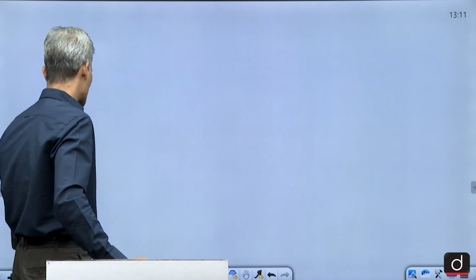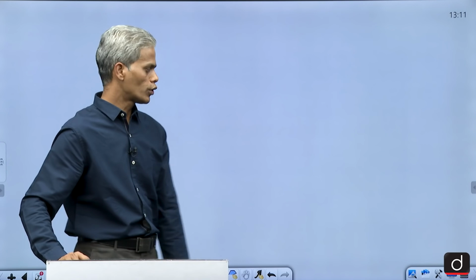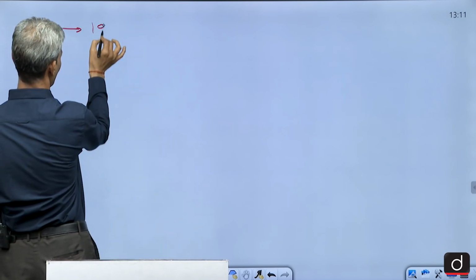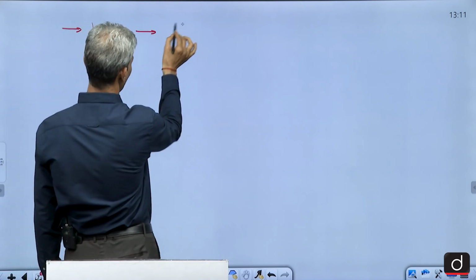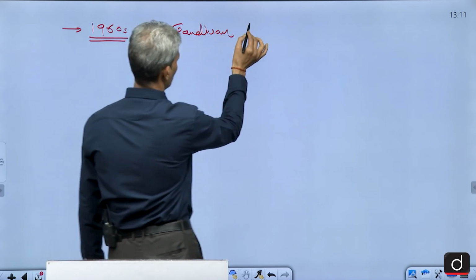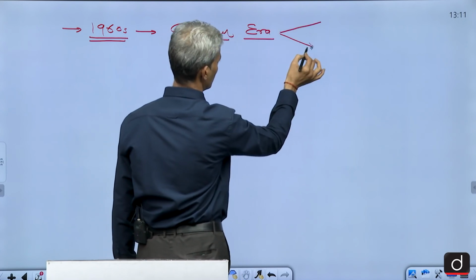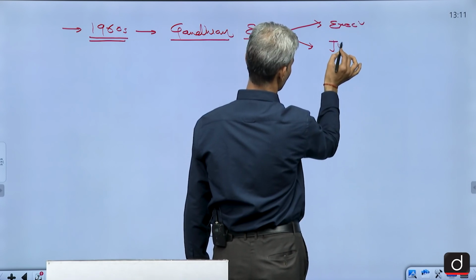However, as I told you, the controversy started when we came into the second phase, the Gandhian era, because we are not considering the tenure of Mr. Shastri as an era because of its short tenure. But in the Gandhian era, especially in the late 60s, the situation started deteriorating. There were a lot of conflicts between two wings of the government: the executive and the judiciary.